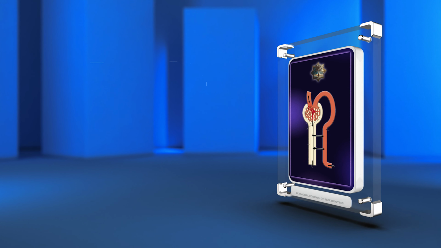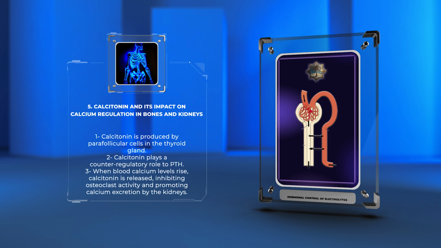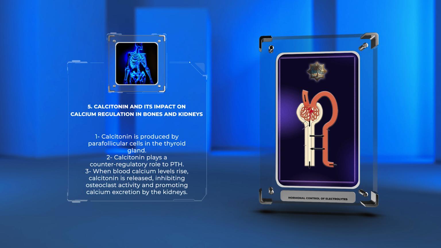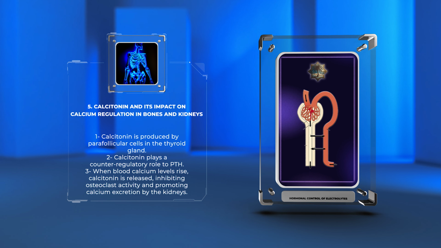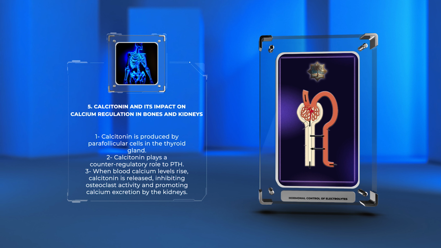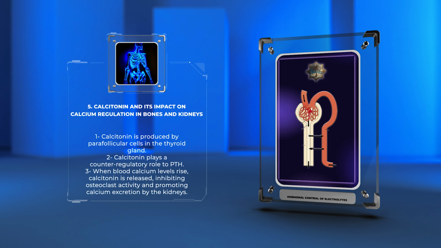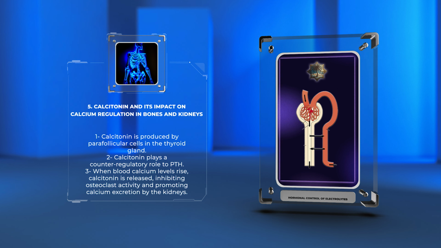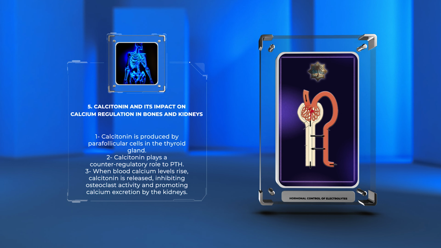Calcitonin, produced by parafollicular cells in the thyroid gland, plays a counter-regulatory role to PTH. When blood calcium levels rise, calcitonin is released, inhibiting osteoclast activity, which decreases bone resorption, and promotes the excretion of calcium by the kidneys. Together, PTH and calcitonin maintain calcium homeostasis, ensuring an adequate supply for vital physiological processes.